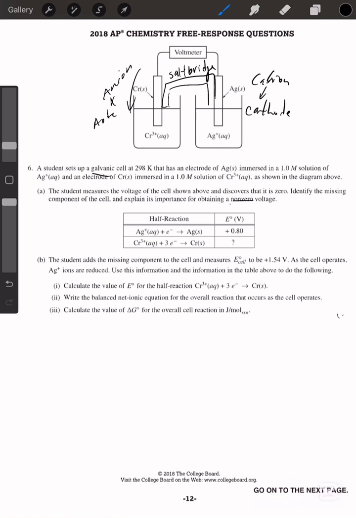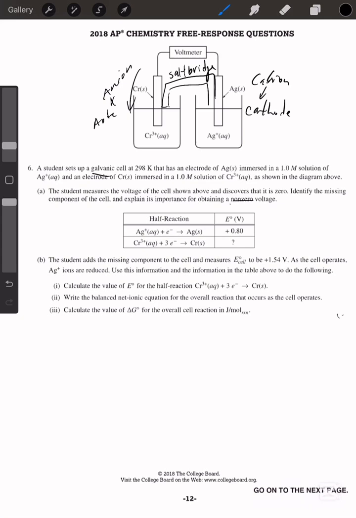And that's the reason why the cell has a voltage that is 0, right? The question tells you that it's a galvanic cell, so you just know that this one needs a salt bridge because the overall charge should still be balanced.